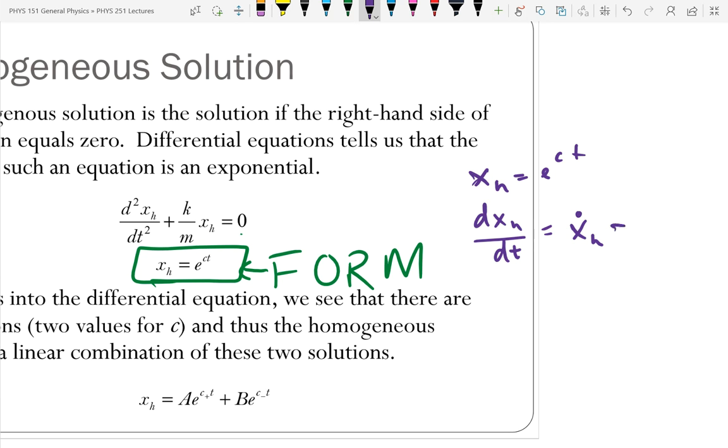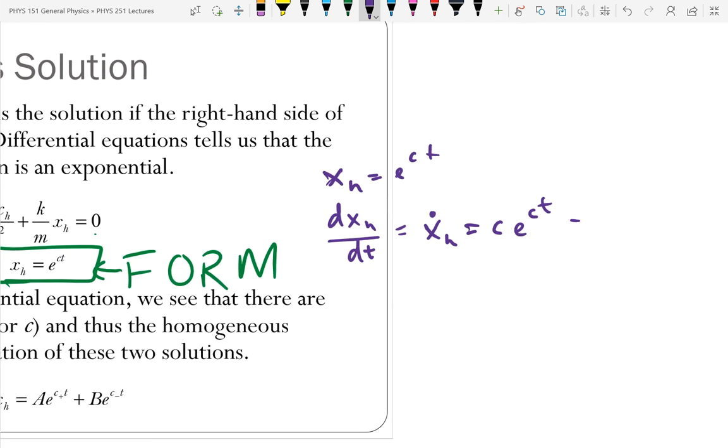Okay, so if I take that first derivative, what do you do when you're taking the derivative of an exponential? It's the same thing, but you bring down the derivative of the exponent. So my exponent is CT. What's the derivative of CT? C. Or if you prefer, that's equal to C x sub h.